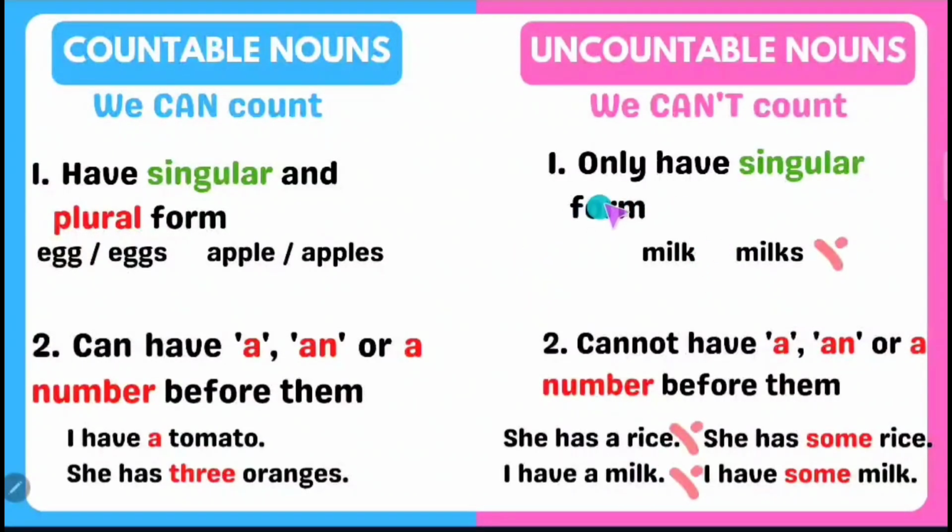Number 2. Uncountable nouns cannot have a, an, or a number before them. For example, she has a rice. That is wrong. We usually say she has some rice. I have a milk. Also wrong. We usually say I have some milk.